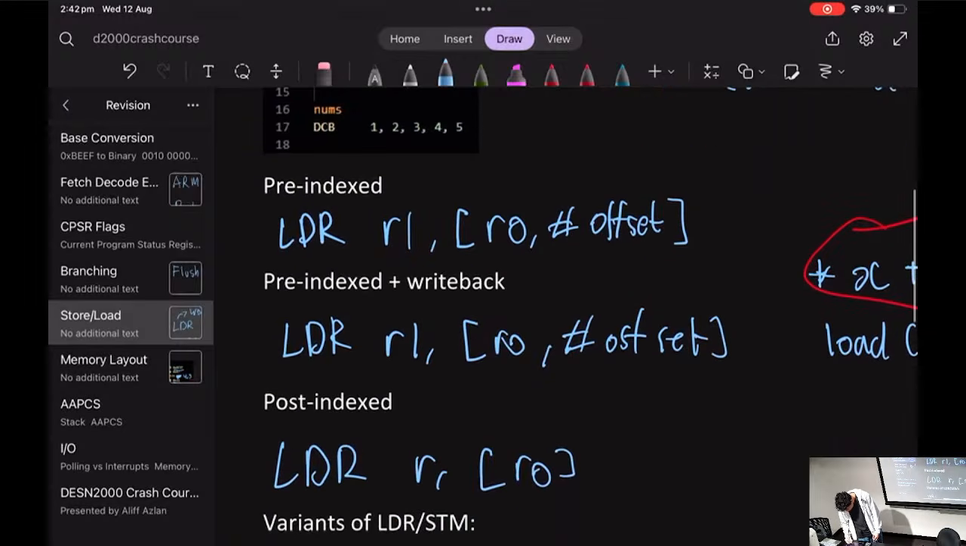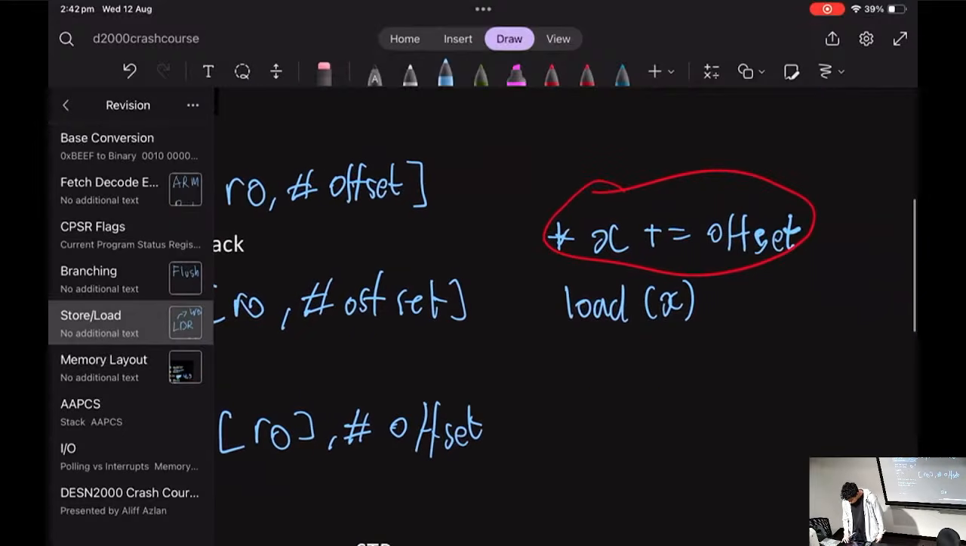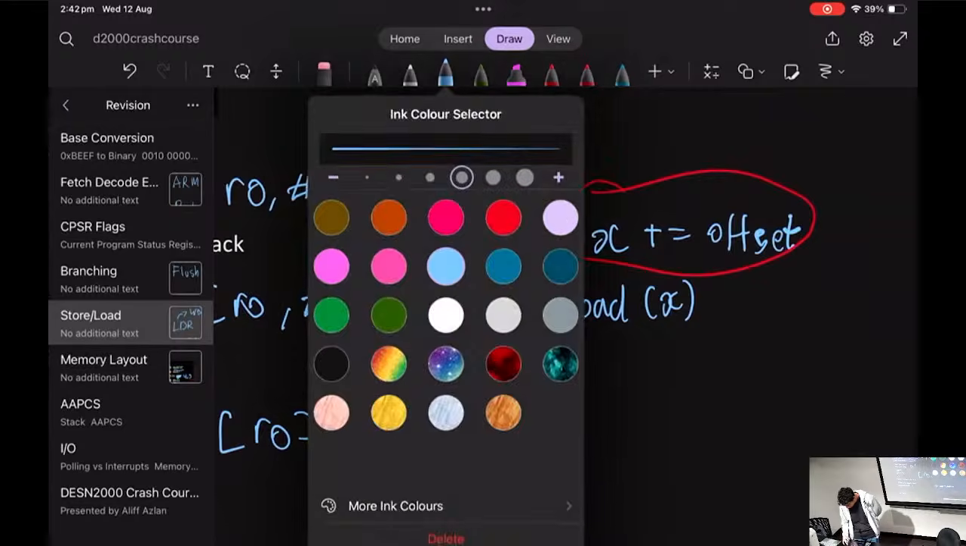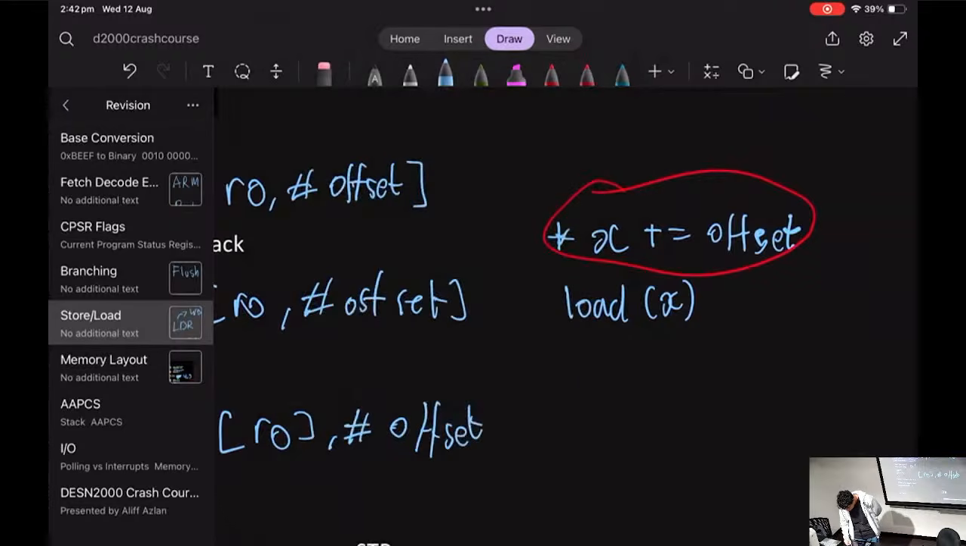And then we just put our offset outside the square brackets. Right? So what does that do? If we look at our weird pseudocode, we actually reverse the order. So we load x first, and then we increment by the offset.